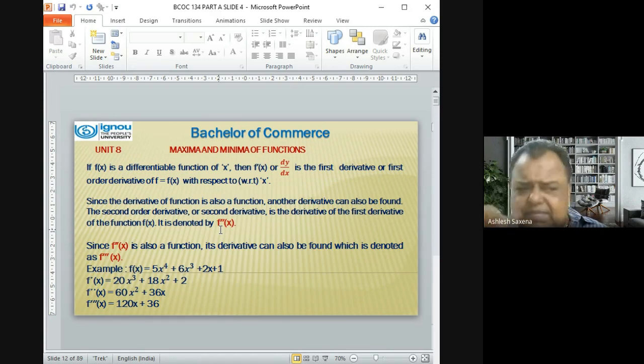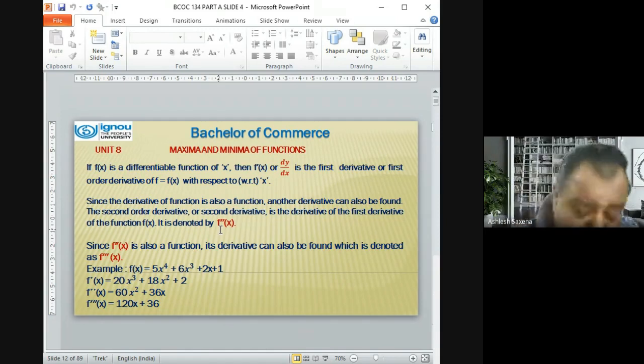Or in the simpler form, if your function is f(x), its first derivative will be f dash x. Its second derivative will be represented by f double dash x. And f triple dash x is for the third derivative. So I will show you.